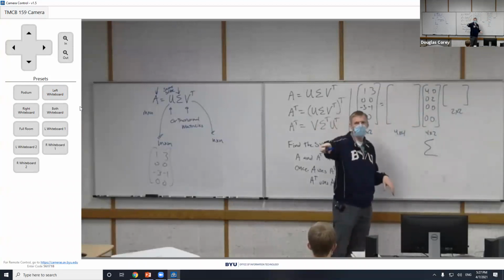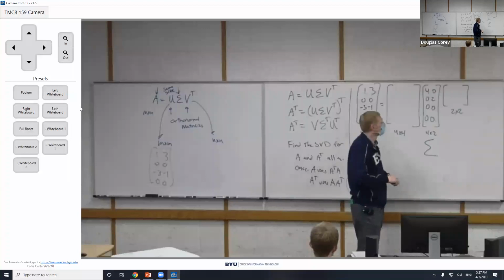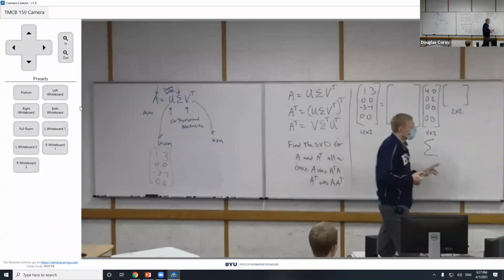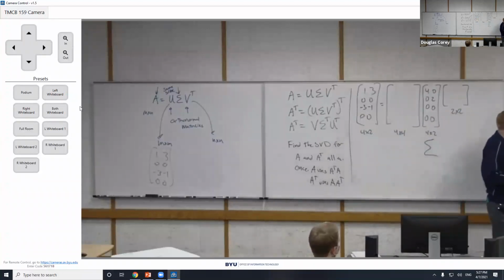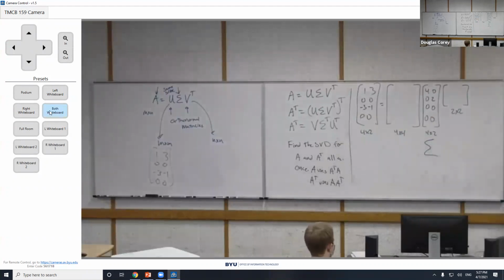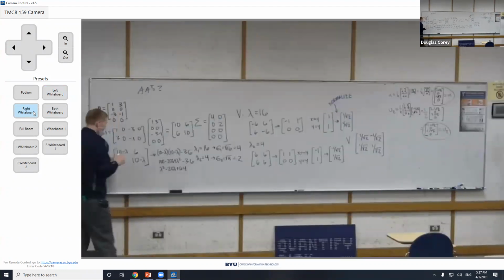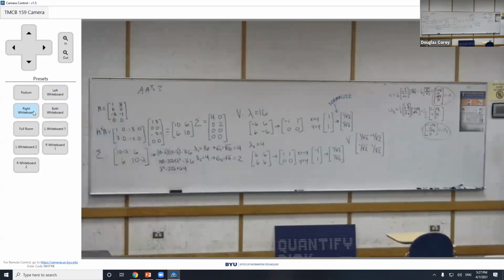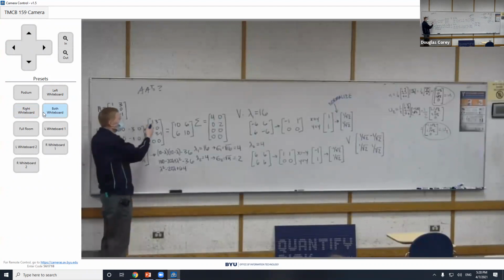Is there a hand up over here? Okay. So why A transpose A and not A A transpose? You can actually do it either way. In our case, it's a lot easier to do A transpose A because you get a 2x2. If you do A A transpose, you get a 4x4.